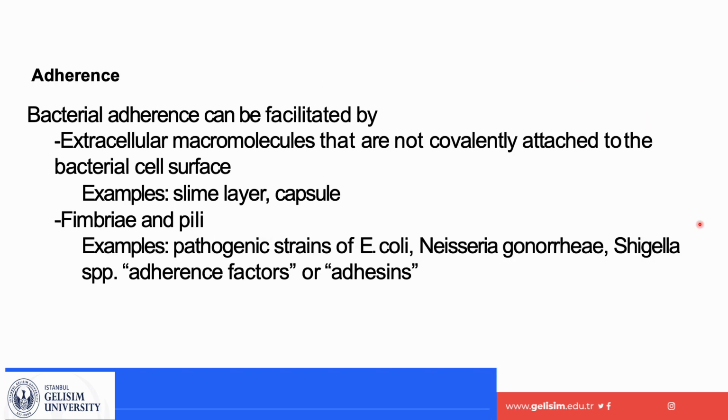Now, bacterial adherence. Adherence is the ability of a microbe to stick to a surface, and it can be facilitated by extracellular macromolecules like a slime layer or a capsule, as well as by fimbriae and pili, which you find in pathogenic strains of bacteria like E. coli and Neisseria gonorrhoeae. These structures are also known as adherence factors, or another term is adhesins. Adherence factors and adhesins mean the same thing.